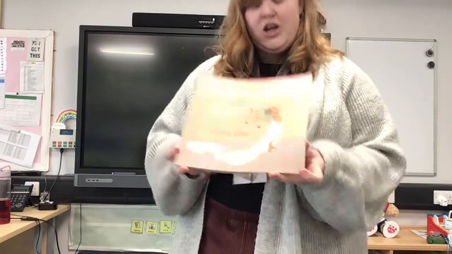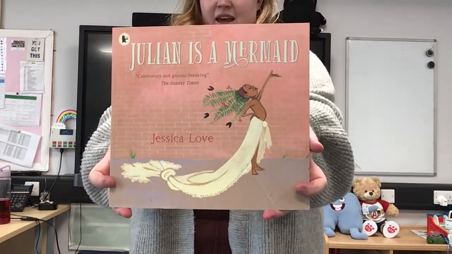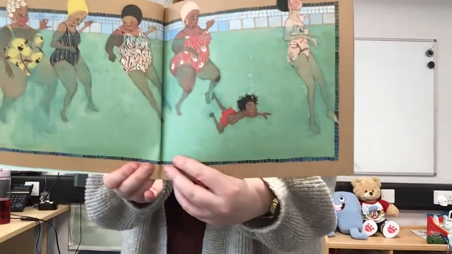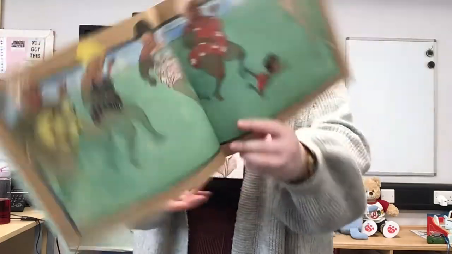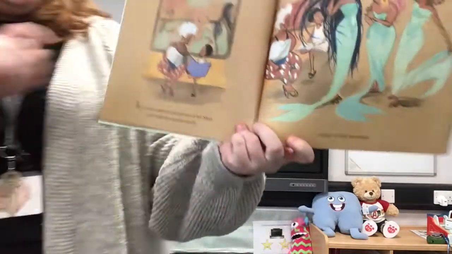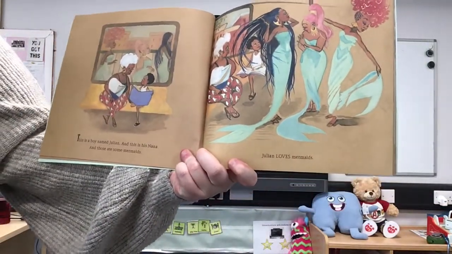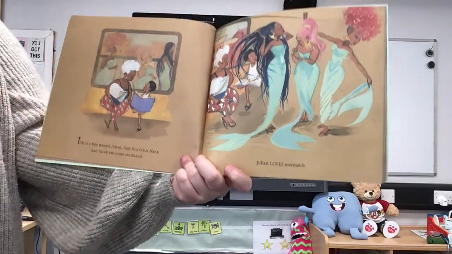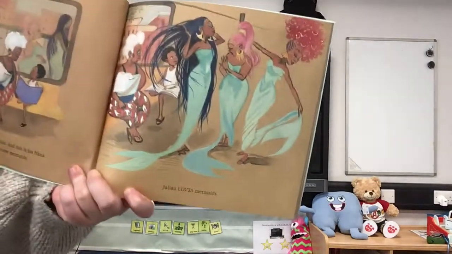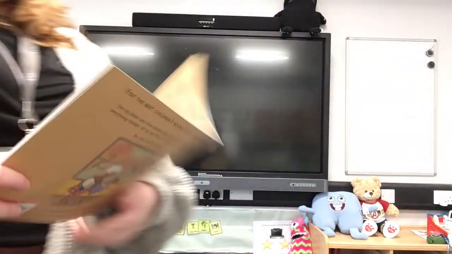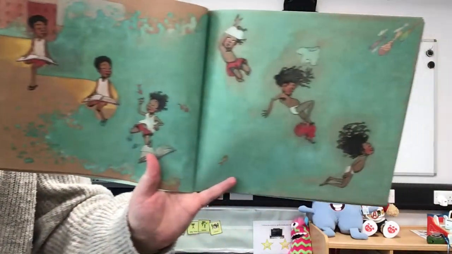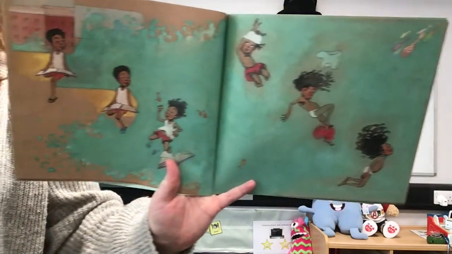Hi everyone. I'd really like to read you one of my favourite stories. Now this is called Julian is a Mermaid. Look at that. There he is in the water, look. This is a boy named Julian, and this is his nana, and those are some mermaids. Julian loves mermaids. They are beautiful, aren't they? There he is, look, dreaming of getting in the water like a mermaid.